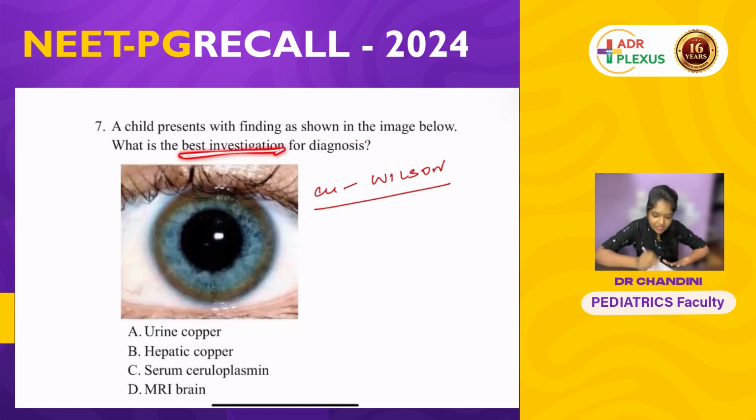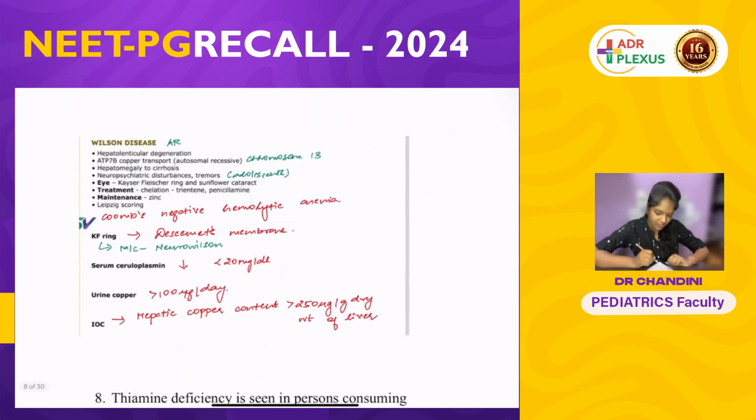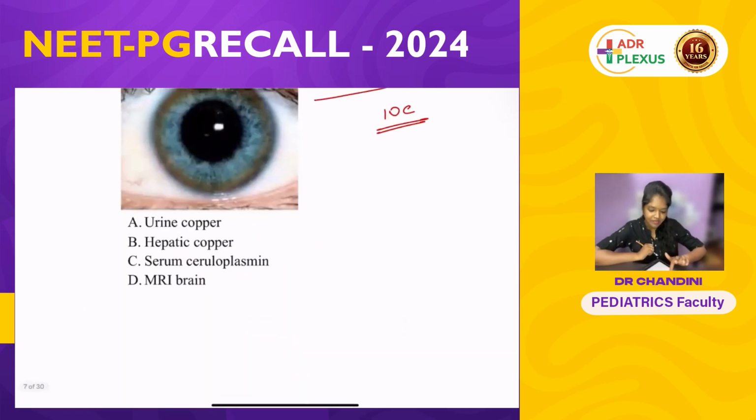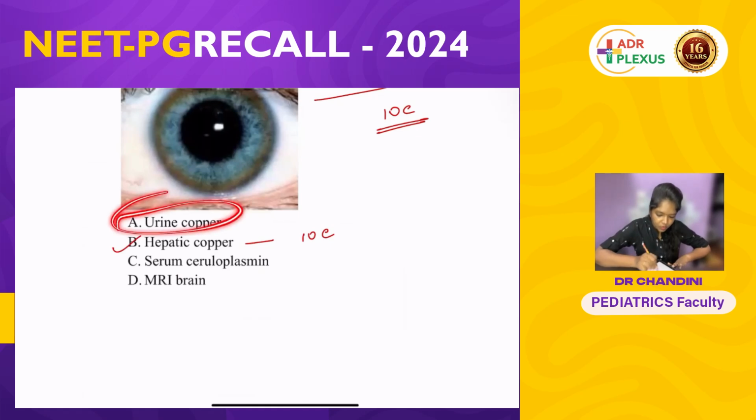They have asked the best investigation. So whenever Wilson comes, the investigation of choice, as we have discussed in VSV also. Yes, what is it? Investigation of choice: hepatic copper content. Yes. So liver biopsy is the investigation of choice. So that becomes the answer. Hepatic copper is the investigation of choice. What about the other things? Urine copper will be increased, but it cannot be taken as the investigation of choice. Serum ceruloplasmin will be reduced in case of Wilson, and that is a screening test.